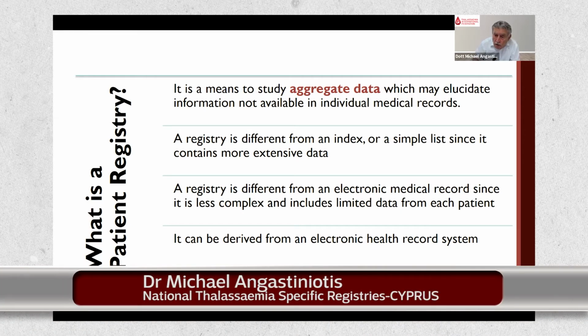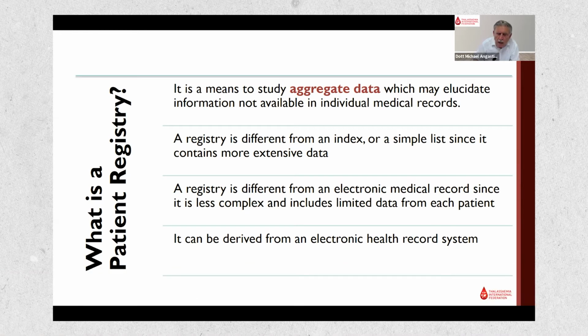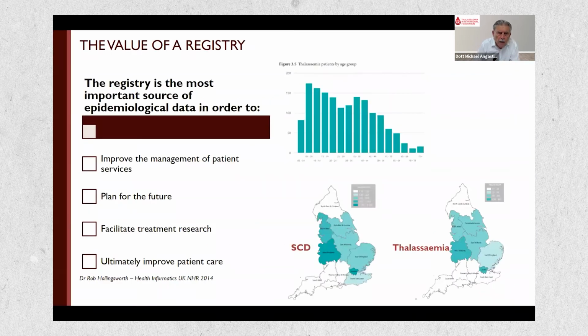It's different from an electronic medical record since it's less complex, and it includes much more limited data from each patient. However, at the same time, if you do have a full electronic health record, then you can derive registry data. Define the data that you want to extract for a registry from that electronic record. Let me give you some examples.